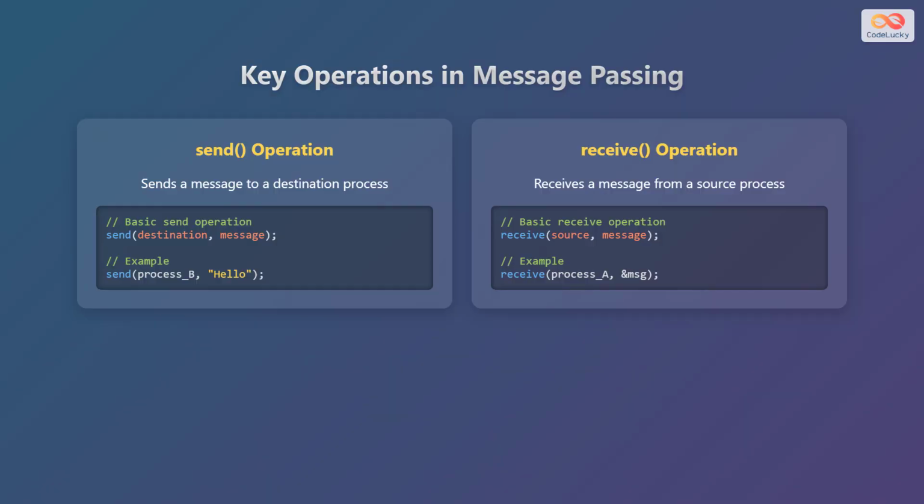The two key operations in message passing are send and receive. The send operation sends a message to a destination process. For example, send destination message. An example would be send process B hello. The receive operation receives a message from a source process. For example, receive source message. An example would be receive process A and message.